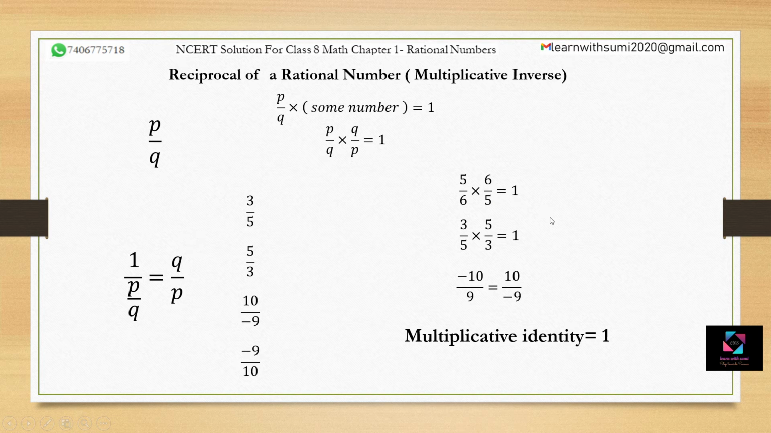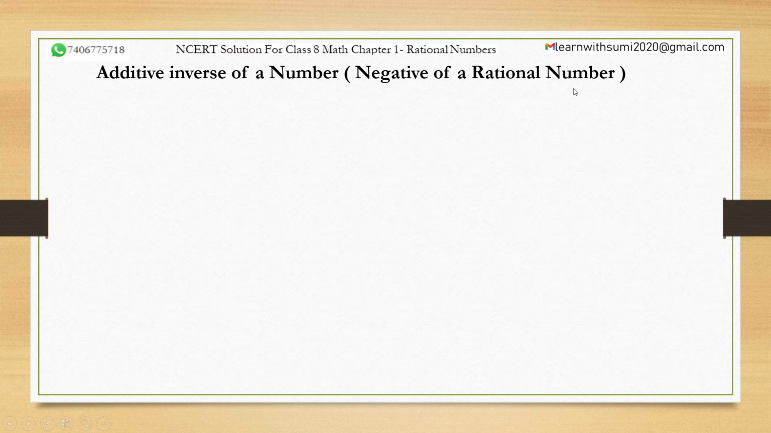Now let's move on to the additive inverse of a rational number, that is, the negative of a rational number. From the name itself you can make out what that number is. For example, you have p by q as a rational number. The negative of that p by q is minus p by q. When you add them, you will get the resultant as 0. So p by q plus some number is equal to 0. That number is nothing but minus p by q, the additive inverse.